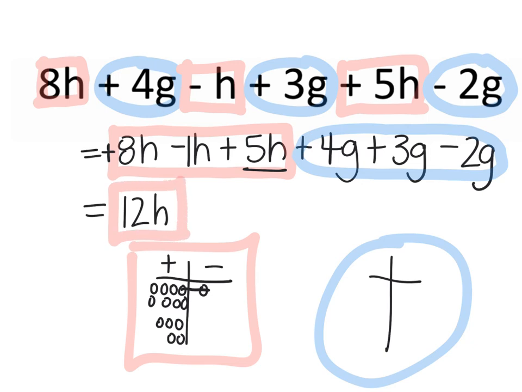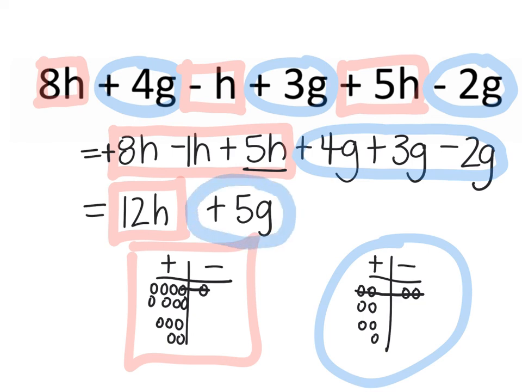In our guinea pigs column, we are going to again have a positive and a negative team. The positive team begins with 4 guinea pigs and then has 3 more guinea pigs, but then there are 2 negative guinea pigs. That's going to cancel out those as 0 pairs and leave us with positive 5 guinea pigs. And again, we'll color code that term to show that we have 2 different types of tile in our final expression. We have 12H plus 5G, and that's how we would leave our answer.